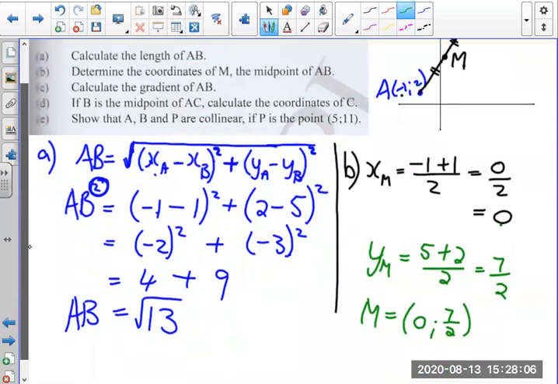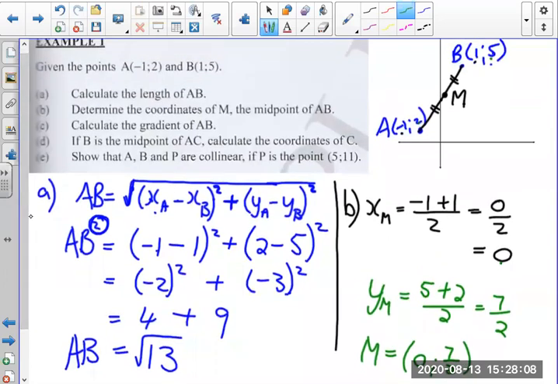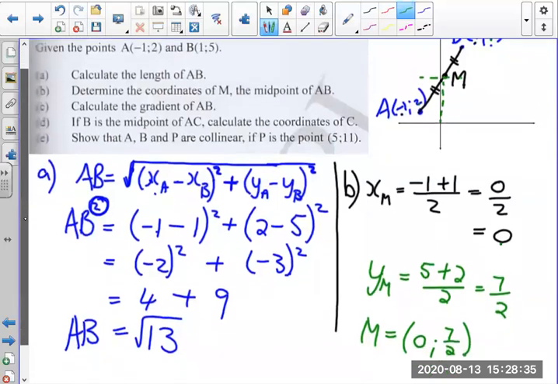Good. Calculate the gradient of AB. Okay, what I wanted to say, does it make sense? 0 and 3.5. Yes, it looks as if it can be 0 and 3.5. So my answer makes sense. For analytical geometry, it's easy to see if you made a mistake. If you just look what you're doing, don't just carry on and don't think about what you're doing. Because if you look what you're doing, you will see that somewhere there's a mistake. And then if you know there's a mistake, you can go and find your mistake.